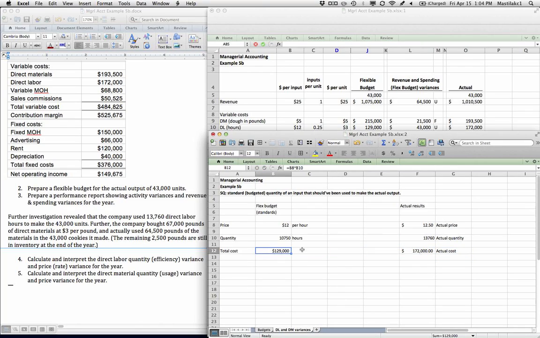So this so far hasn't told us much new. We knew we were going to pay $12 an hour. We knew we were going to use 10,750 hours, or we could have calculated it. And we knew our budgeted cost should have been $129,000 for the 43,000 units. We knew our total cost was $172,000, and we knew from our given data that we used 13,760 hours. So the only slightly new piece of data is the actual price per hour. But we can do something different here, and we're going to put a new column in the middle.